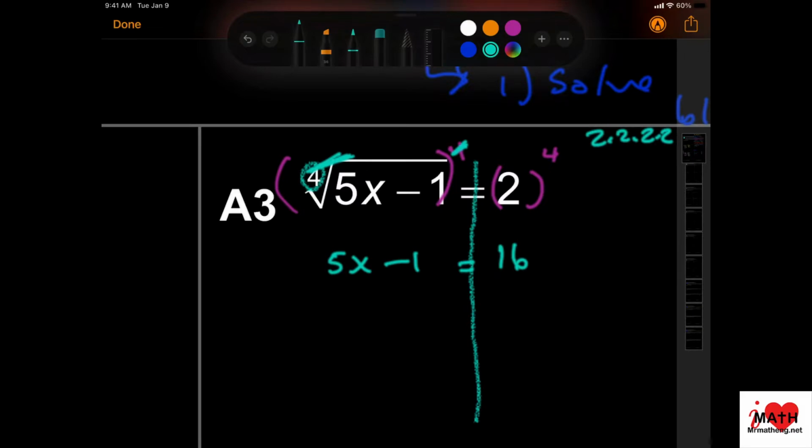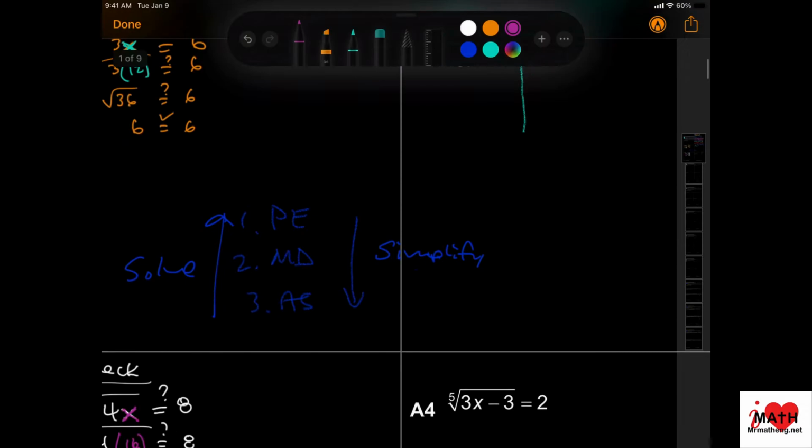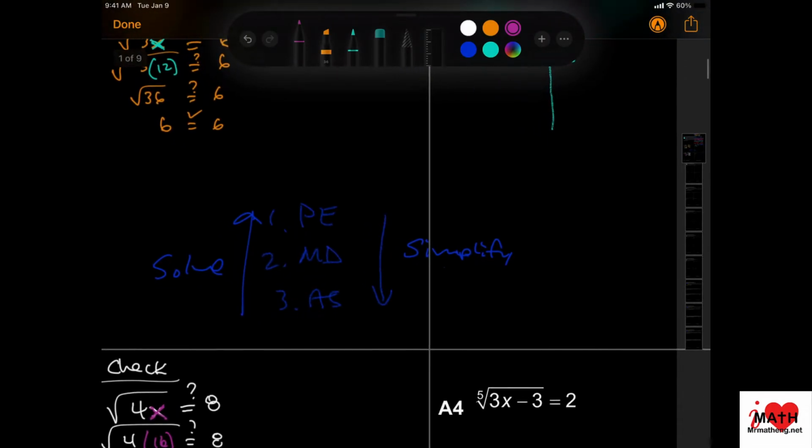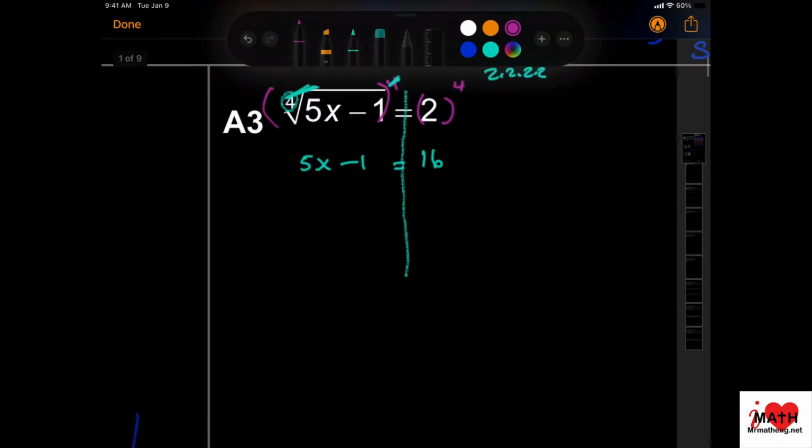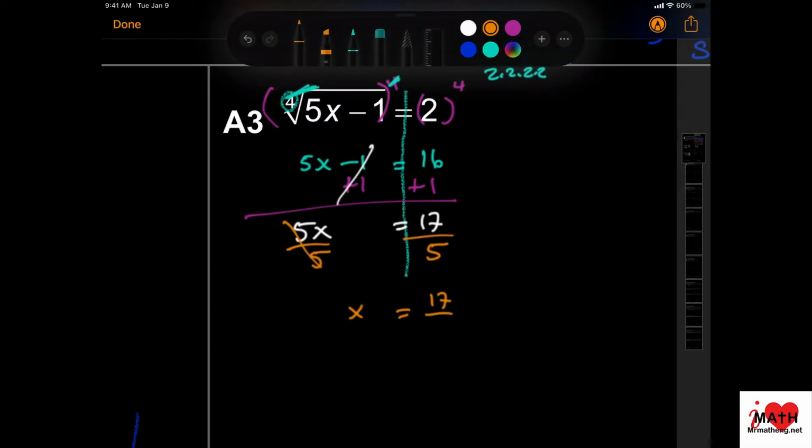And then we're just going to solve here. Remember, if you ever need help solving, it's the backwards of PEMDAS. So you're going to do addition and subtraction before you do multiplication. So add 1. 5x equals 17. Divide by 5. You're going to get x equals 17 over 5.